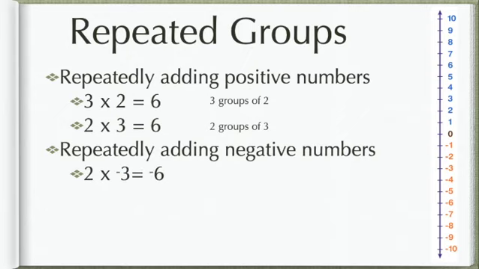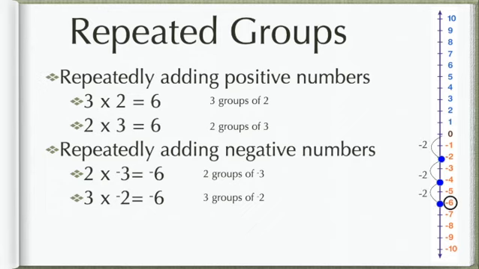Like 2 times negative 3. I have down that it's going to be negative 6, but why? Because 2 groups of negative 3 is what you're adding. And if you stack them together, they go down to negative 6 because they're negative numbers. If I switch it and have 3 times negative 2, it's still negative 6, because now you have 3 groups of negative 2. Negative 2 plus negative 2 plus negative 2 is negative 6.